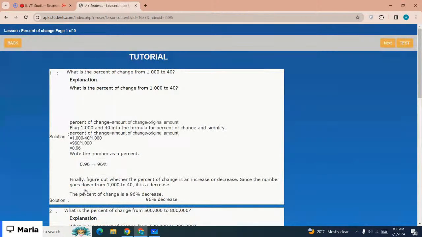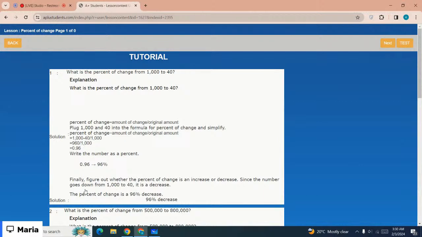You have to calculate the percent of change. What is the percent of change from 1000 to 40, right? You have to see how that changes from 1000 to 40. So 1000 is a bigger number and 40 is the smaller one, right? When you go from bigger number to smaller number, that is a decrease, right? And when you go from smaller number to greater number, that will be an increase, right? So you can see the value is decreasing. Earlier that is 1000 and now it is 40, right?